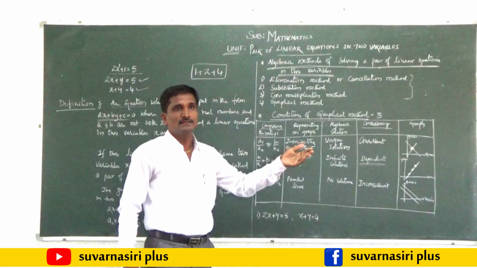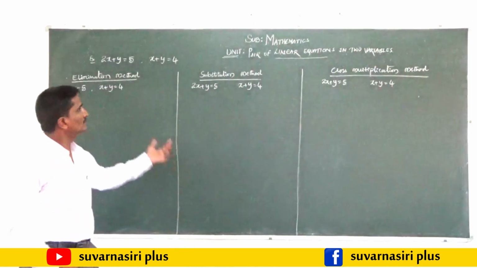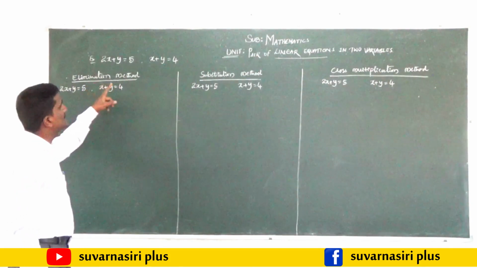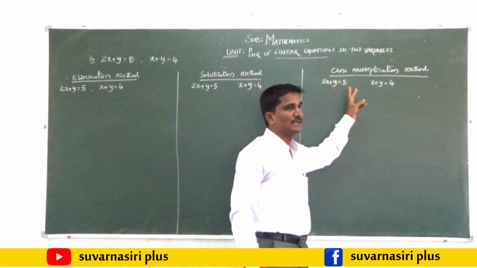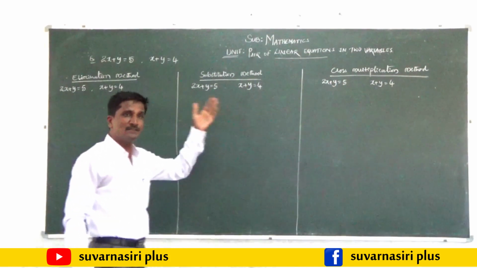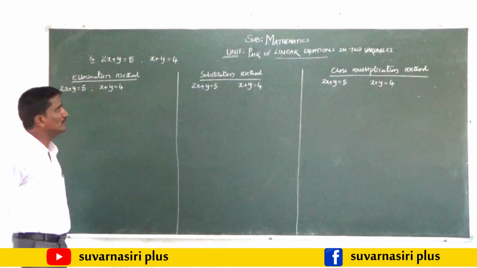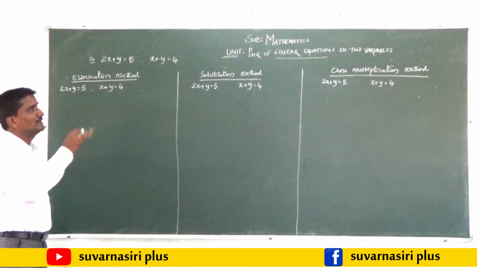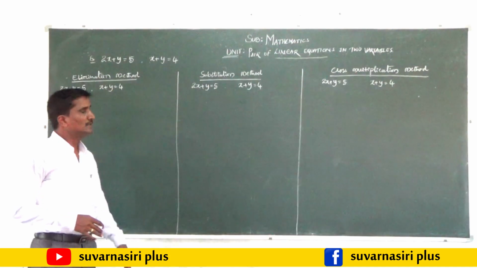So my dear students, today I am going to solve one problem by all the methods. I will solve one question using the different methods. The first one is the elimination method, the second is the substitution method, the third is the cross multiplication method. Even the graph method, you will take the same question: 2x plus y is equal to 5 and x plus y is equal to 4. Among these methods, the easiest method is the elimination method.